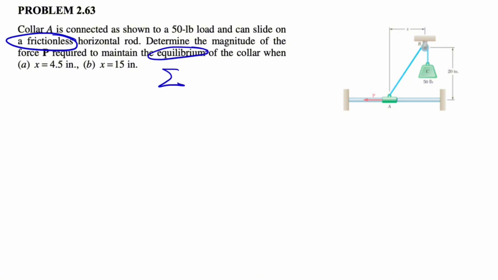When we have equilibrium, we know the sum of all forces equals 0. The question is 2D, so we have the sum of all forces in both x and y equal to 0. So we have two different conditions in here, with two different values for x. One of them is 4.5 inches and the part B is 15 inches. So we're going to start with the free body diagram of collar A.